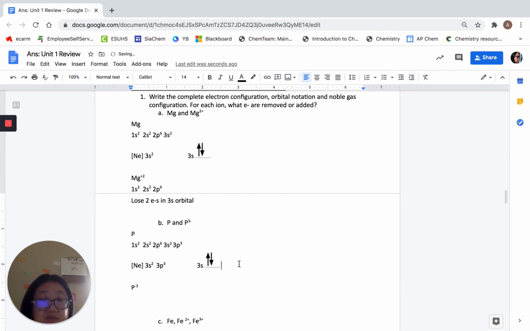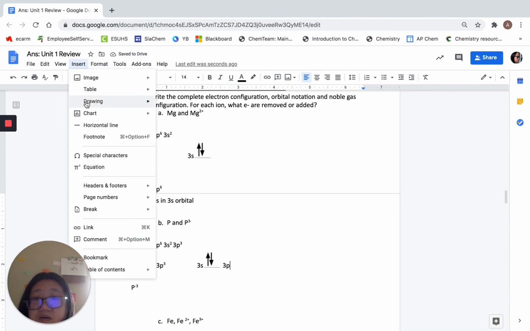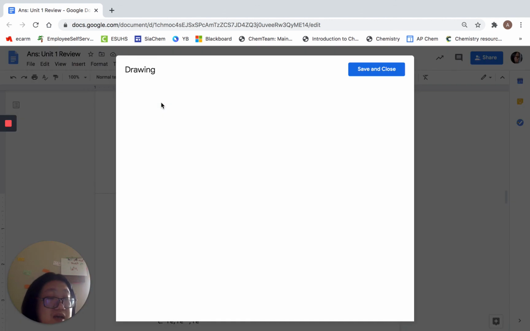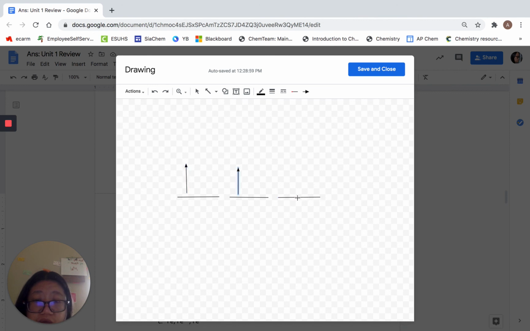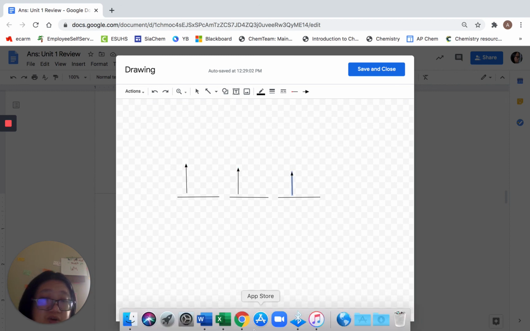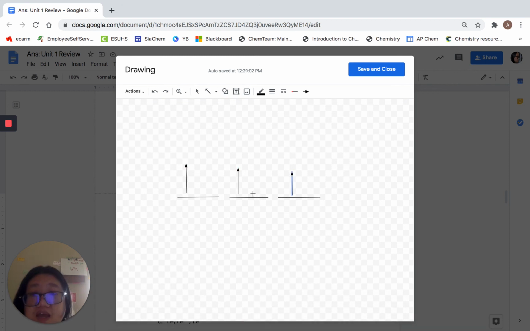So let's go ahead and see what's going to happen. I'm going to need to do 3p. So for the 3p, let's draw 3p. P has the 3 sub orbitals, so we do need to draw 3 little lines. Yeah, I can draw straight. So those are for 3p. And then arrows. We're going to have up, up, up first. That's how you fill it, and if you need to fill more, you come back and down, down, down.